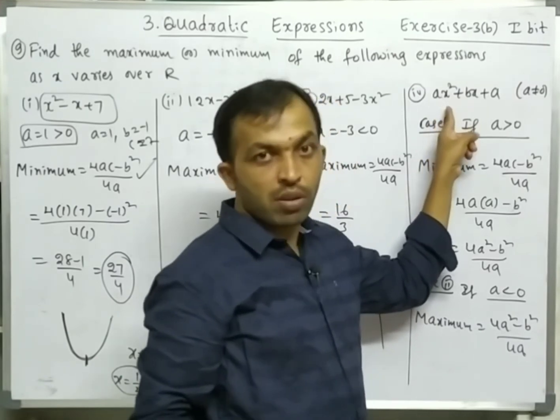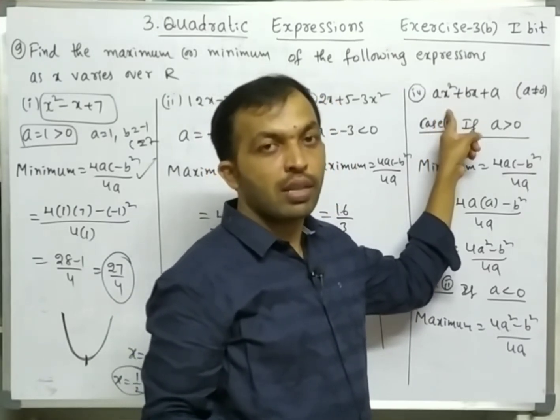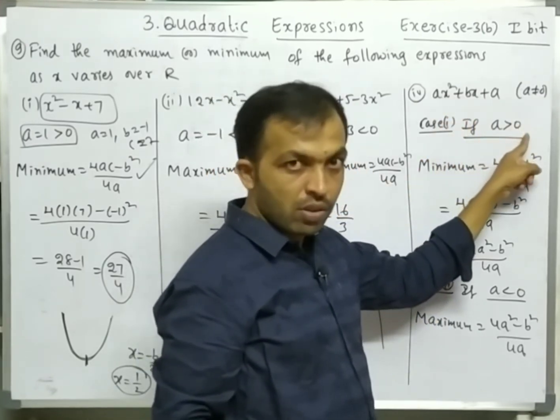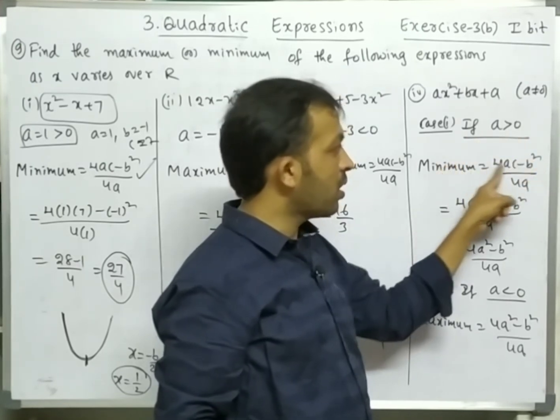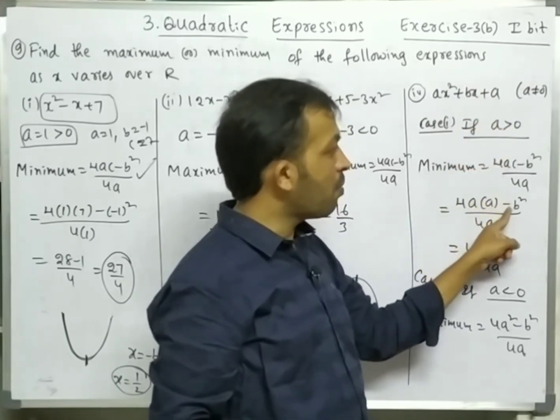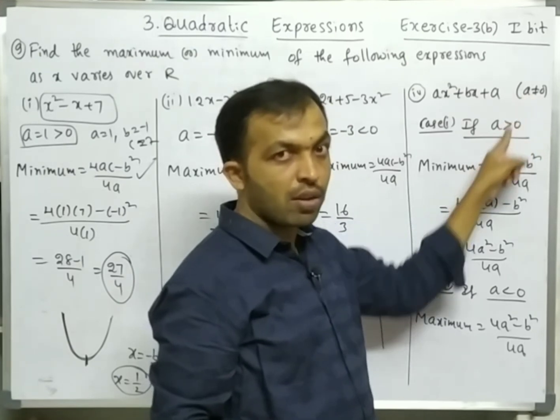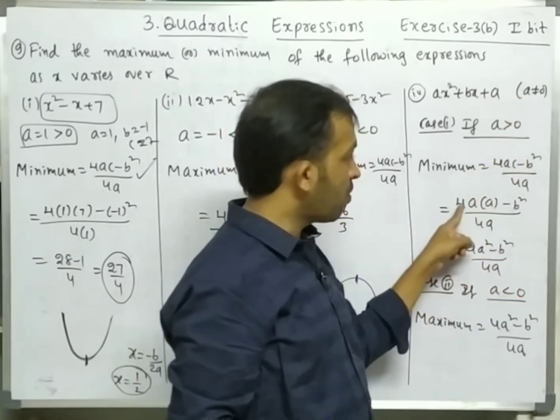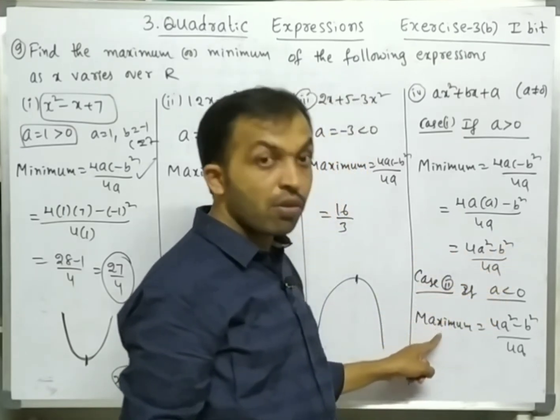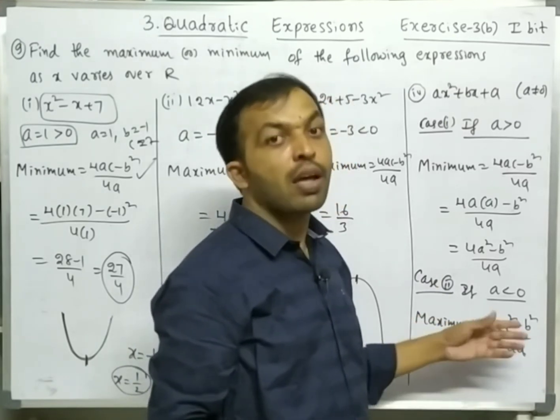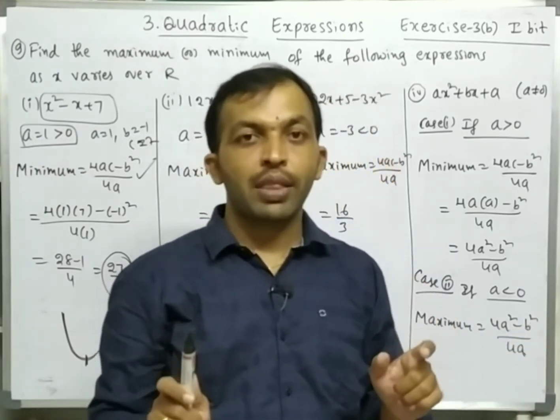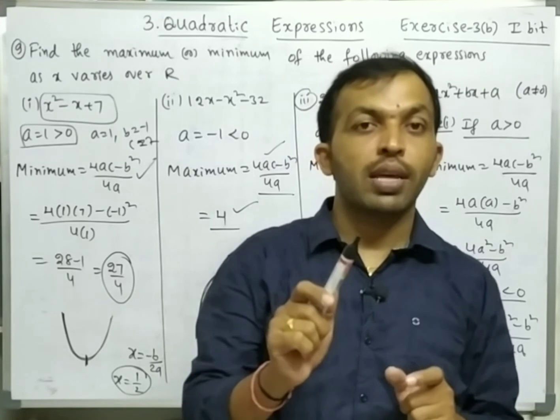And here the values are not given, so in this problem we have two cases. When a is greater than 0, in this case minimum exists. The formula is 4ac minus b square by 4a, and the value of c is a, so minus b square by 4a. Here the condition is a not equal to 0. Why? Because it is in the denominator. So 4a into a, 4a square minus b square by 4a. If a is negative, in this case maximum exists and the formula is the same and the value is also the same.